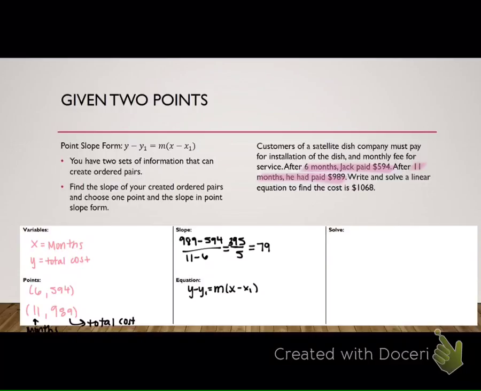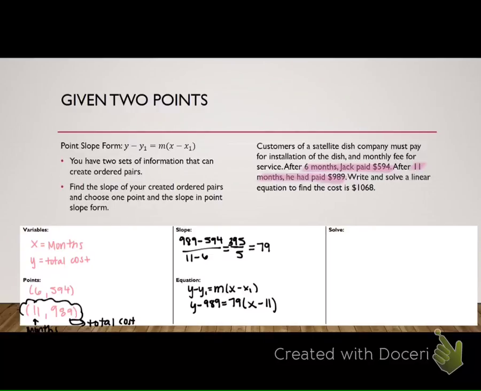Connor, put it into point-slope form for me. Choose a point. Which point do you want? 594 or 11, 989? 11, 989. Okay? Put that into point-slope form for me. y minus 11. Be careful. What's in the y spot? Oh, 989. Equals. We found the slope to be 79 times x minus 11. Good.